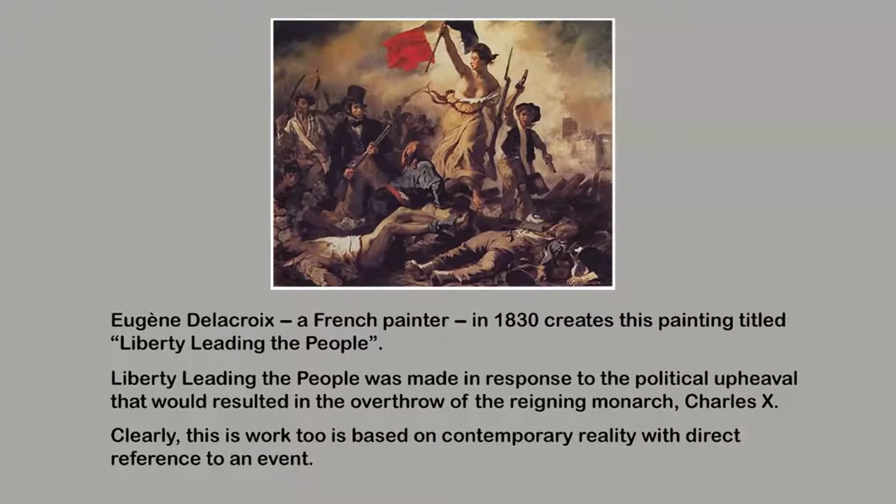In 1830, he creates this painting titled Liberty Leading the People. Liberty Leading the People was made in response to the political upheaval that would have resulted in the overthrow of the reigning monarch Charles X. Clearly, this is a work that is based on contemporary reality with direct reference to an event.